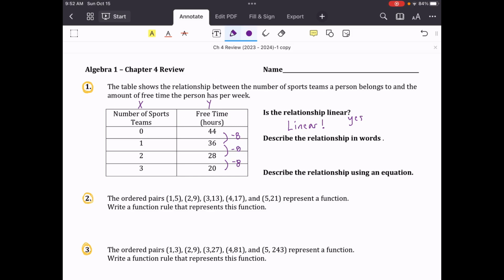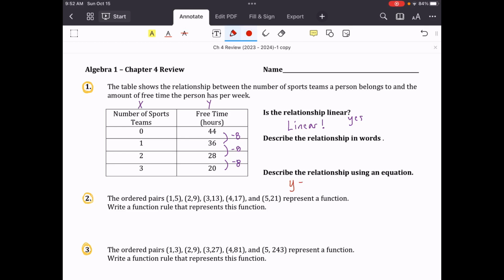All right, so describe the relationship in words. Well, we kind of just said it. As the number of sports teams increases by 1, the amount of free time someone has decreases by 8. So as x goes up by 1, y decreases by 8. What I'm more interested in is describing this with an equation. And so we talked about this earlier in the chapter.